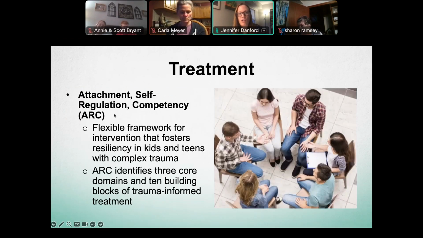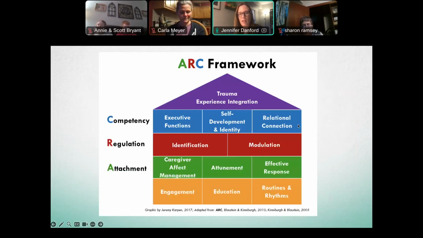And then ARC, which is attachment, self-regulation, and competency. So this is actually something for kids that builds on domains and skills. This is kind of what it would look like. There's trauma experience integration, but there's some skills and domains here that kids would work on. I like therapies and interventions like these because they have goals and structure, and it's not a child going and sitting with a therapist each week and talking about whatever happened that week, because we don't see a lot of progress with therapies like that. If they are specific to what's happening, we can start to see some progress, which is what you guys want to see.